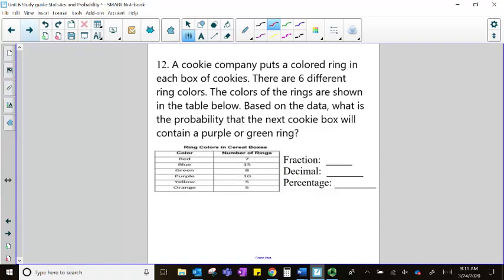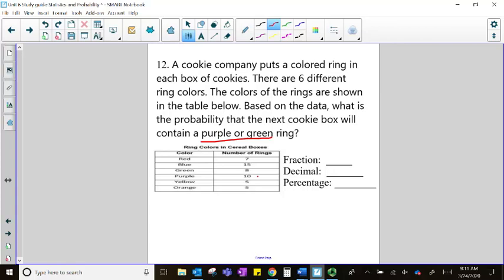Number 12. A cookie company puts a colored ring in each box of cookies. There are 6 different ring colors. The colors of the rings are shown in the table below. Based on the data, what is the probability that the next cookie box will contain a purple or green ring? Purple or green. Or means to add.